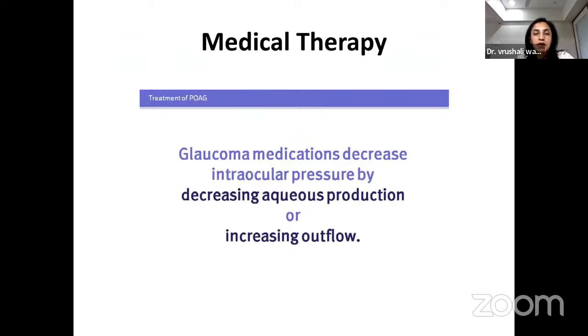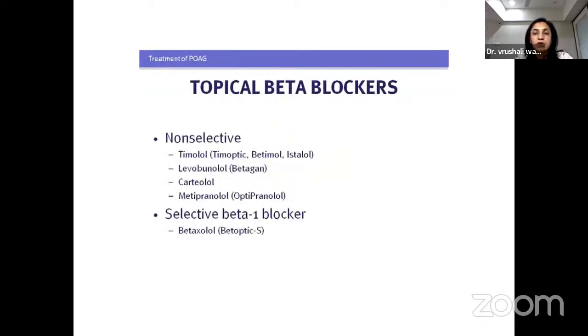Coming to the medical line of treatment, it acts in two ways. First, it decreases the production of aqueous humor so that intraocular pressure is lowered. And second, it increases the outflow of aqueous humor. So first, topical beta blockers. These are long tested. They cause around 40% reduction of intraocular pressure.